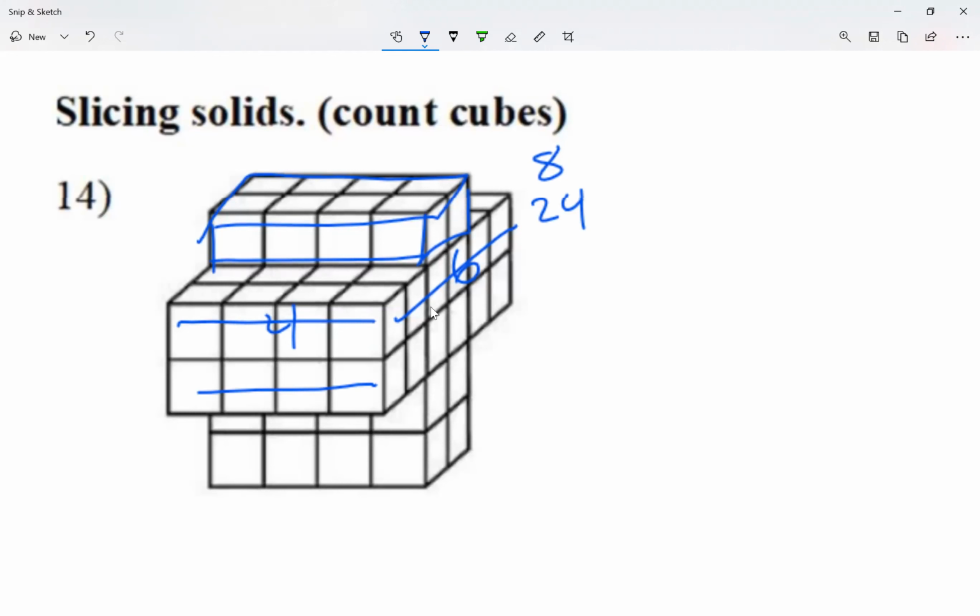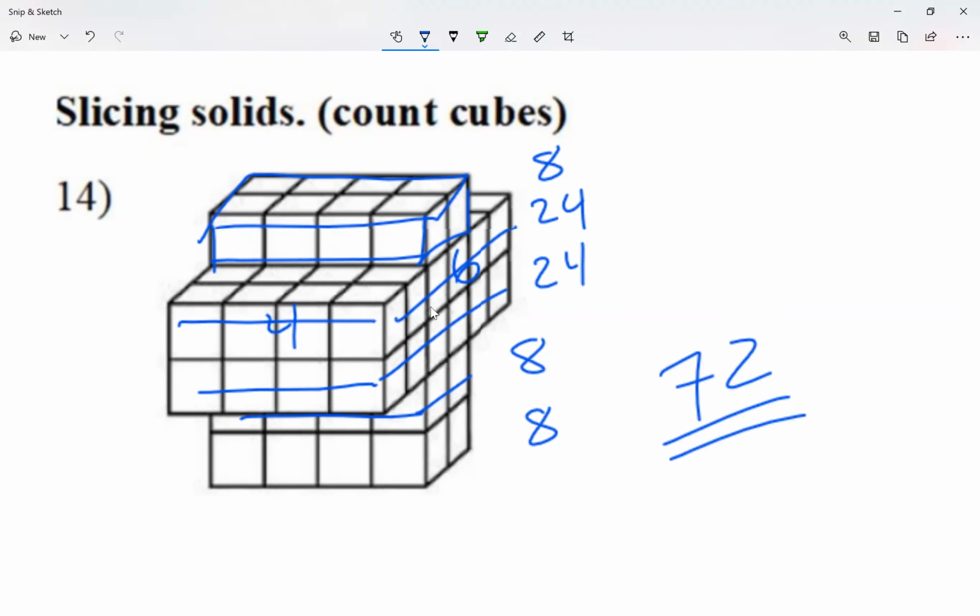And then the third row, that also looks like 24. The fourth row, I'm gonna say there's 8. Do you guys agree? And the last row, I'm gonna call that 8. Now just add everything. 8 plus 24 plus 24 plus 8 plus 8. I'm just going to add each of my rows, use a calculator if necessary. I'm going to say my volume in here is 72.